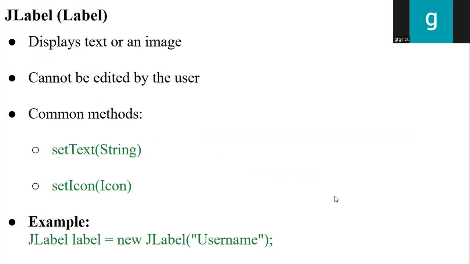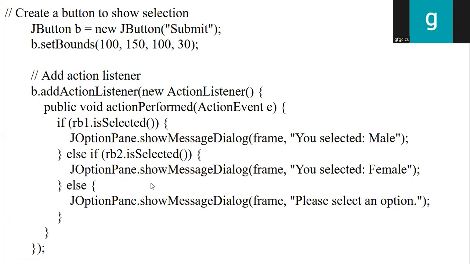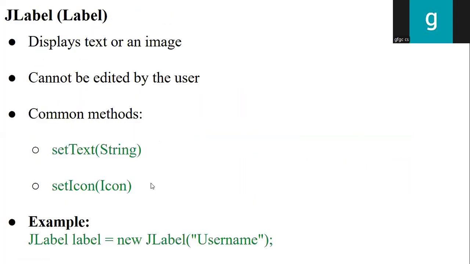Next is JLabel. It displays text or an image. JLabel displays text or an image and cannot be edited by the user. Common methods are setText and setIcon. I can set the text for the label or I can set the icon for that particular label as well. Here JLabel is the class and label is the object. I have created a label called username.